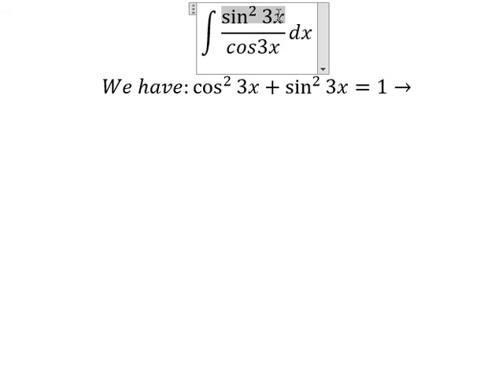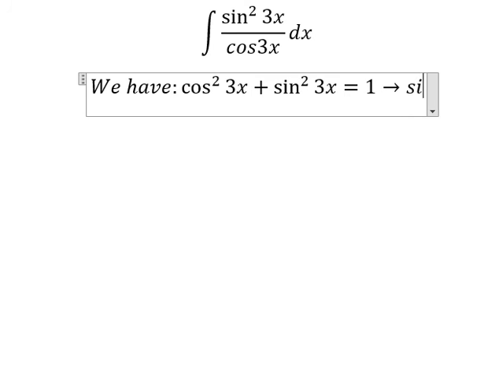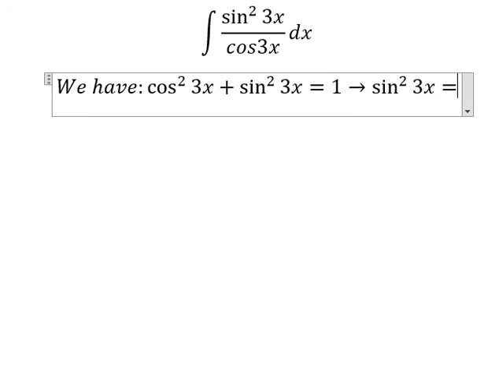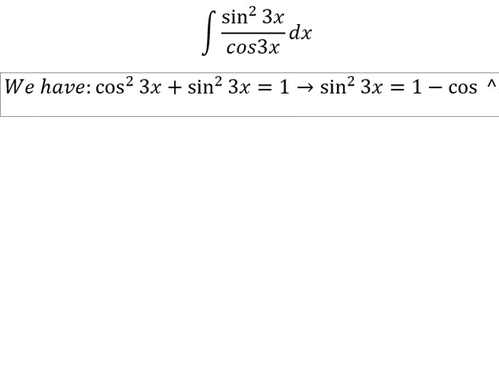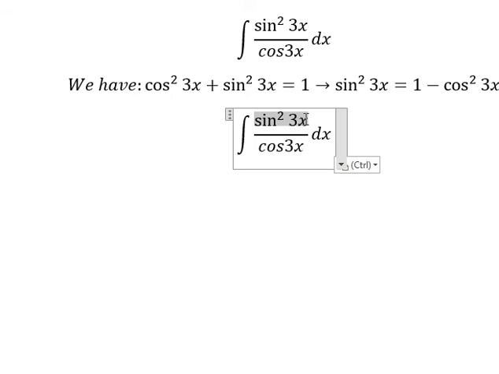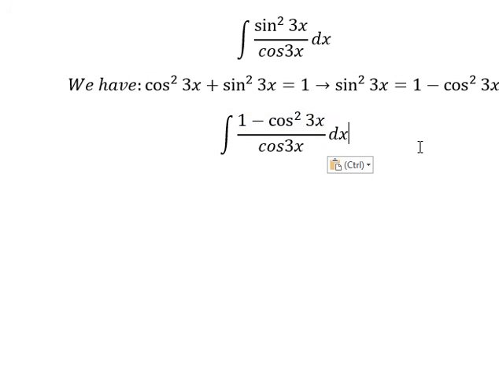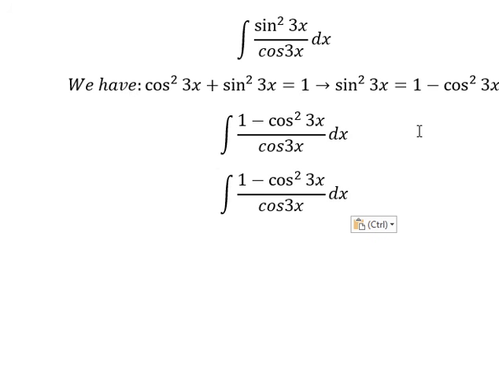Because we have sine 3x squared in here, I can move cosine 3x squared to the right, and we have 1 minus cosine 3x squared. Next, we need to change sine 3x squared into this one. Now, we have 1 divided by cosine 3x and cosine 3x squared divided by cosine 3x.